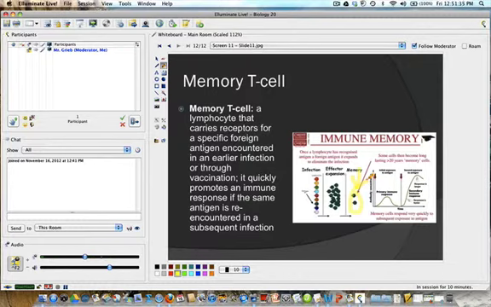Memory cells respond very quickly to subsequent exposures to antigen. Here you can see the primary immune response was like this, but the secondary immune response is a few orders of magnitude larger, and just immediately, bam. Now, some cells have over 20 years in their memory. These memory T cells remember the antigen even 20 years later. So that's pretty cool.